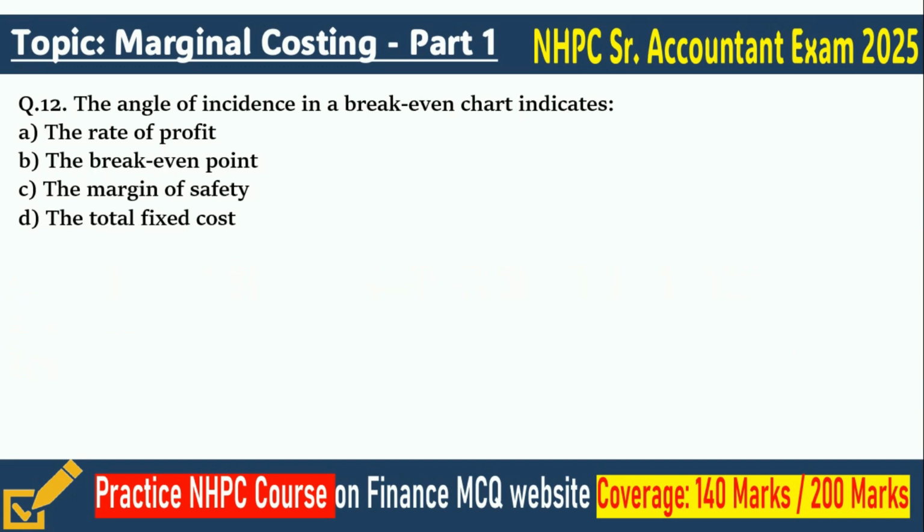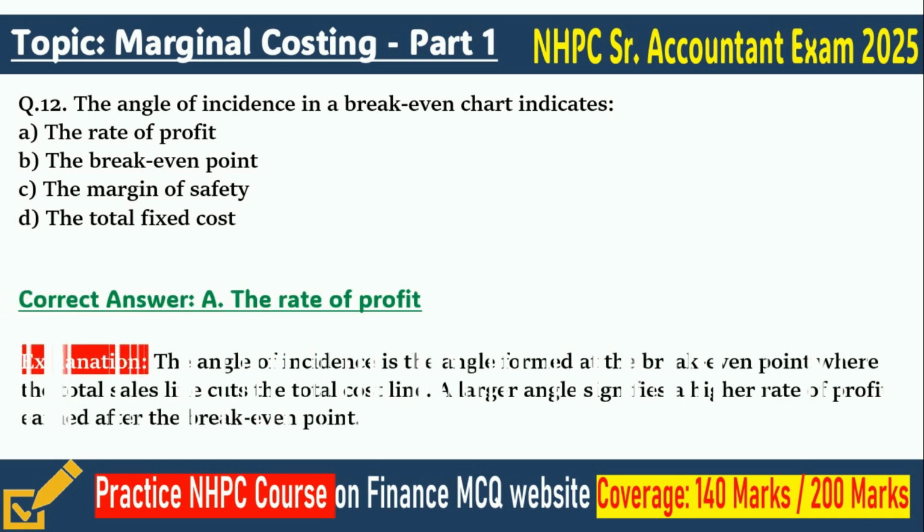The angle of incidence in a break-even chart indicates option A, the rate of profit, option B, the break-even point, option C, the margin of safety, and last option, the total fixed cost. So, what's the correct answer? Friends, here the correct answer is option A. That says the rate of profit.